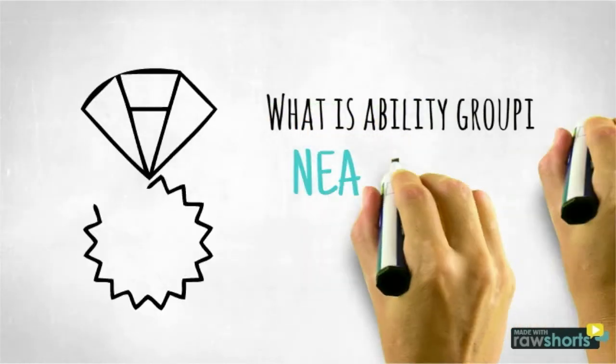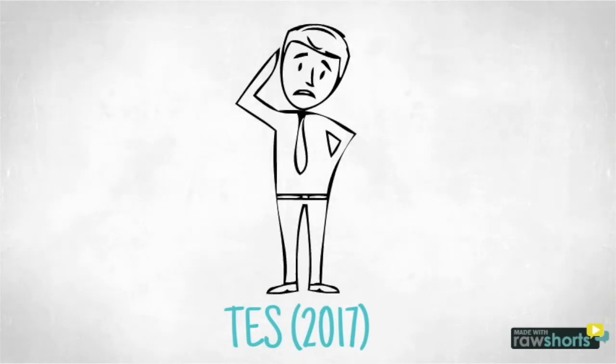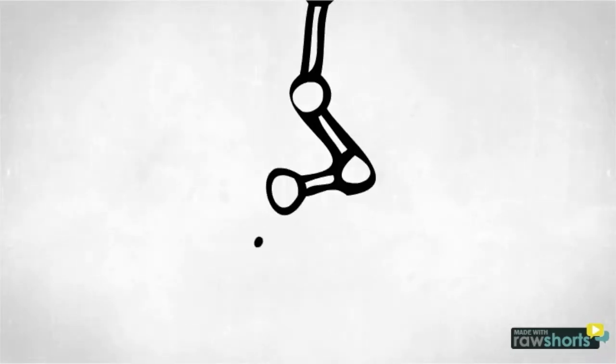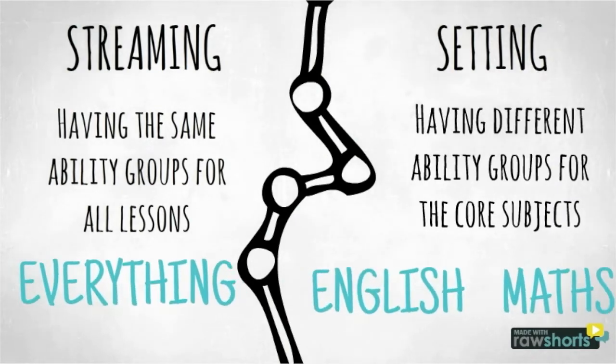NEA says that ability grouping, also known as tracking, is the practice of grouping children together according to their talents in the classroom. According to TES News, grouping by ability relies on the assumption that teachers know exactly what children will achieve. Ison and Hallam explain that there are different forms of ability grouping: setting and streaming.